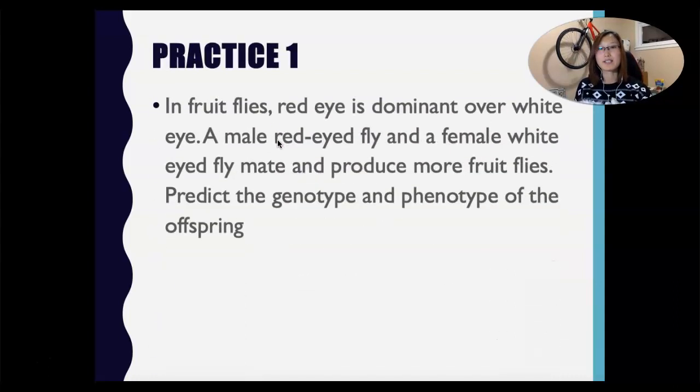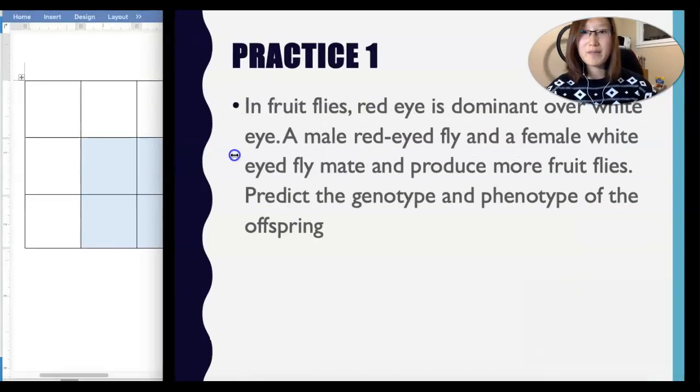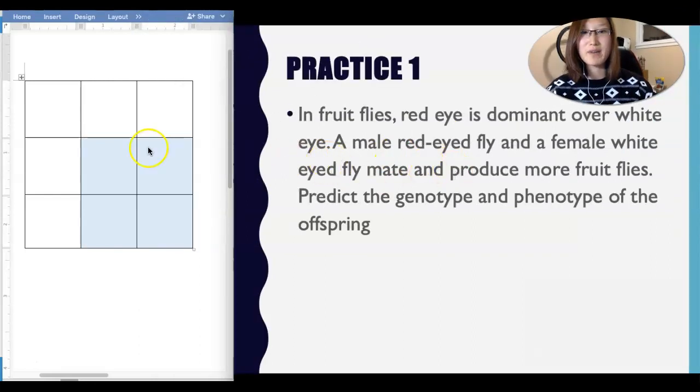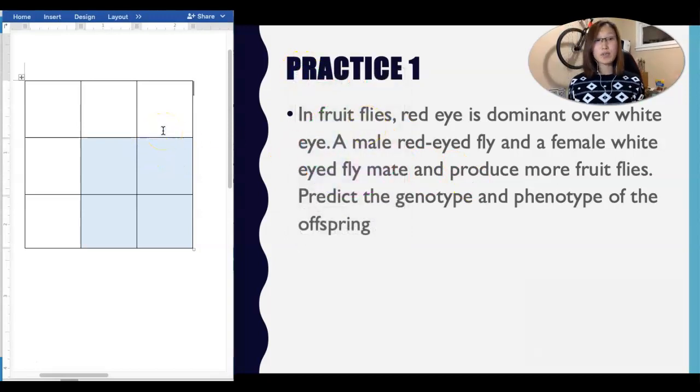So now we're going to do a practice. All right, so we have fruit flies. Red eye is dominant over white eye, and we have a male red eye fly and a female white eye fly. So here's how we're going to do it. When you read this question, you always want to figure out the genotypes of the parents first, right? As always.